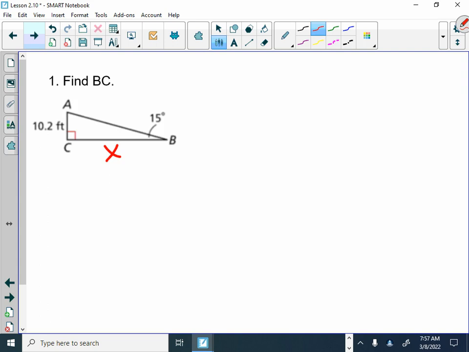Alright, so what you need to ask yourself is which trig ratio can I use based off the information I have? So I have an angle, and I've got 2 sides.